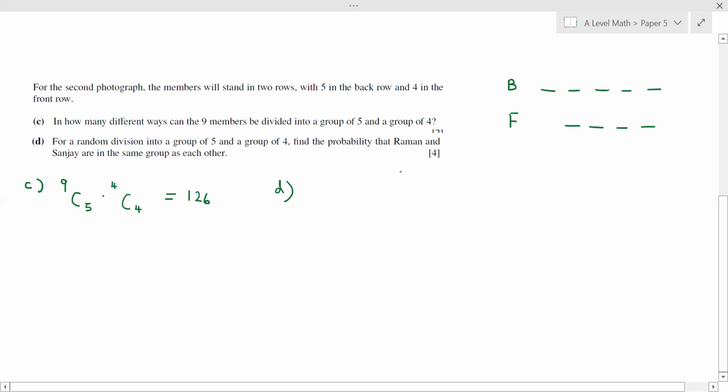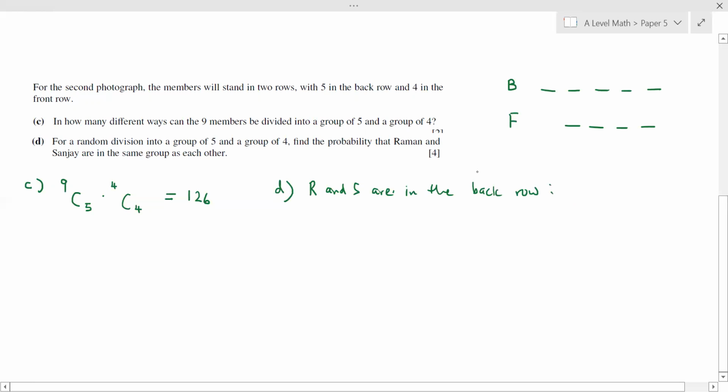Part D: for a random division into a group of 5 and a group of 4, find the probability that Raman and Sanjay are in the same group as each other. For Raman and Sanjay to be in the same group as each other, there are 2 cases here. Both of them are either in the back row or both of them are in the front row. Let's say Raman and Sanjay are in the back row.